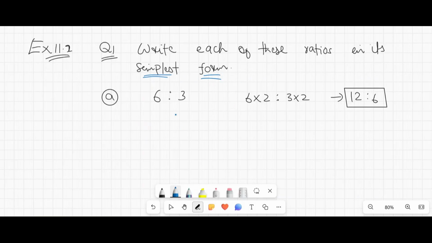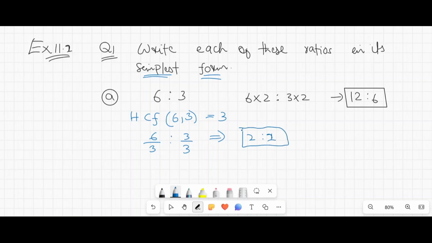So for finding the simplest form, you have to find the HCF, highest common factor, of 6 and 3. So the highest common factor of 6 and 3 is 3. So you have to divide 6 and 3 by 3, the highest common factor of both. So now you can see it will become 2 ratio 1.